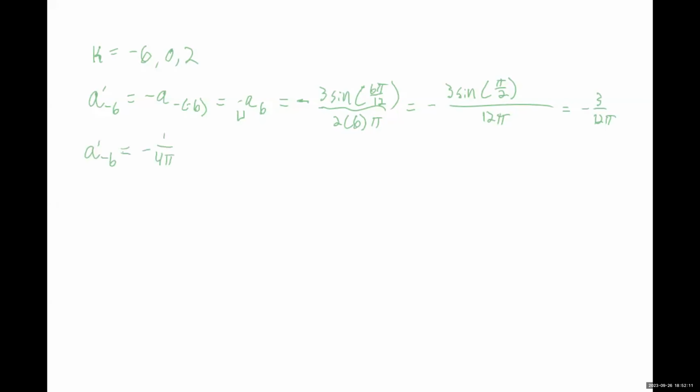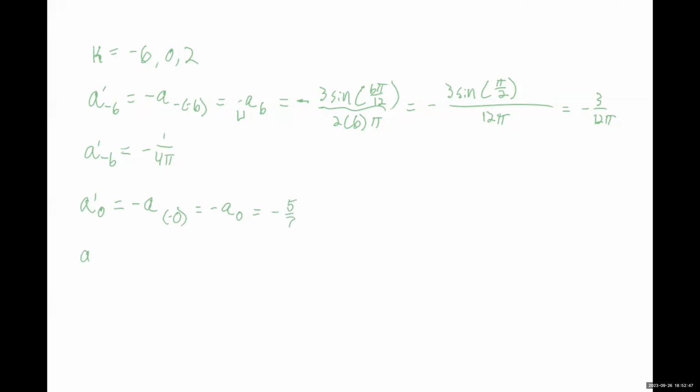So now we can evaluate a prime at 0. So this is going to give us -a of -0, which there's no such thing as -0. So we can just put this as -a0. And our a0 was already defined for us as 5/7. So we can just add the negative and say this is -5 over 7.